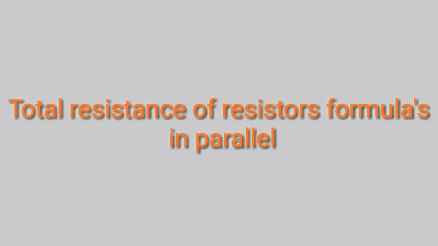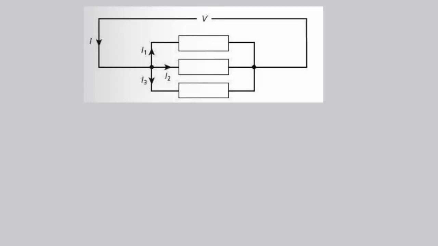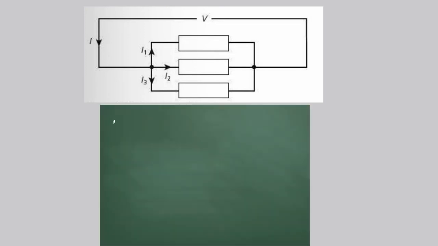To find the total resistance of resistors connected in parallel, we can use Kirchhoff's law. Using Kirchhoff's second law, we can see there is the same potential difference across each of the resistors. Therefore, I equals V divided by total resistance. I1 is V divided by R1. I2 is V divided by R2. I3 is V divided by R3.